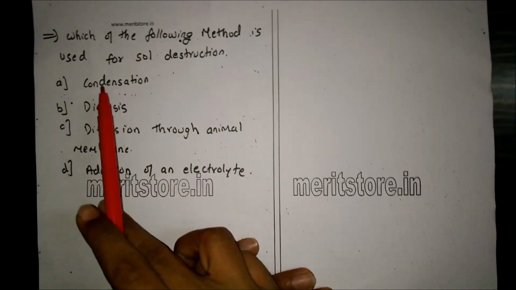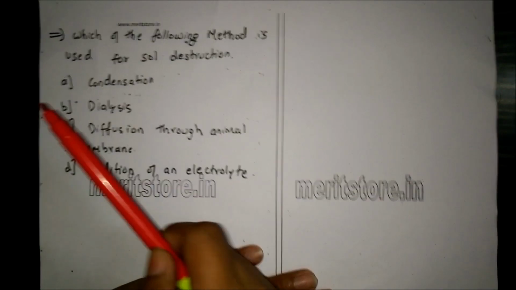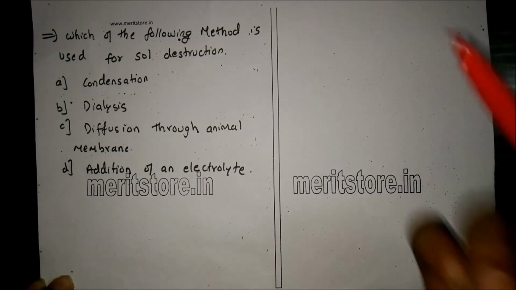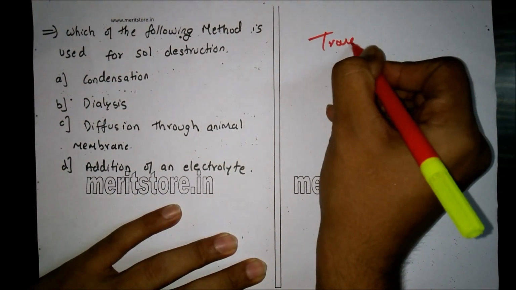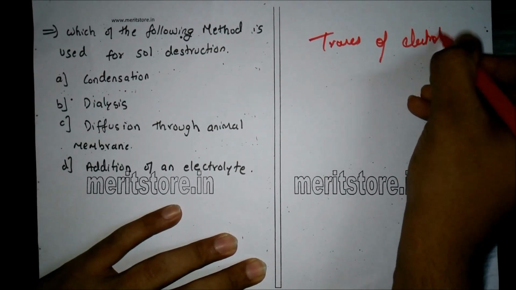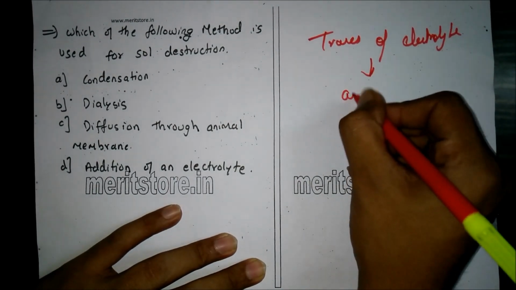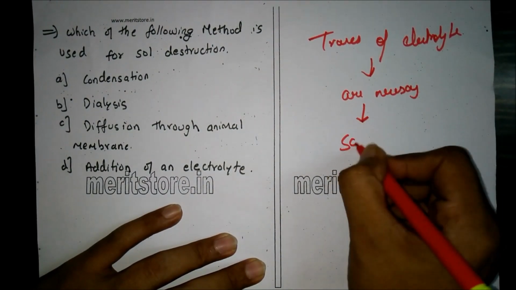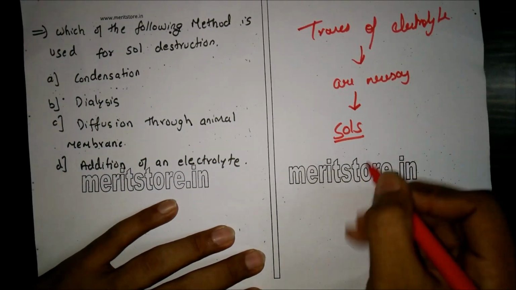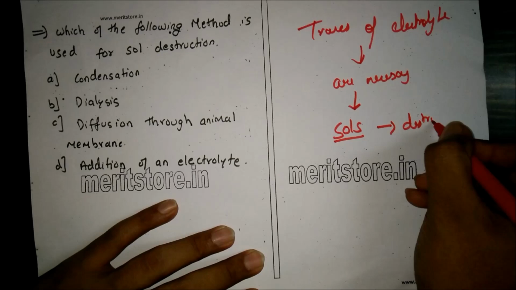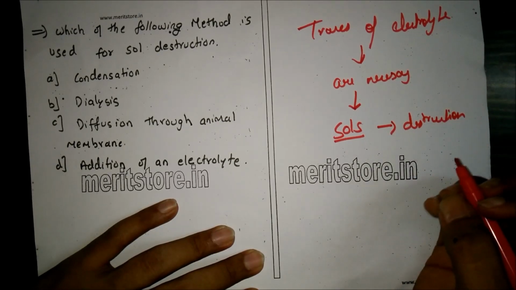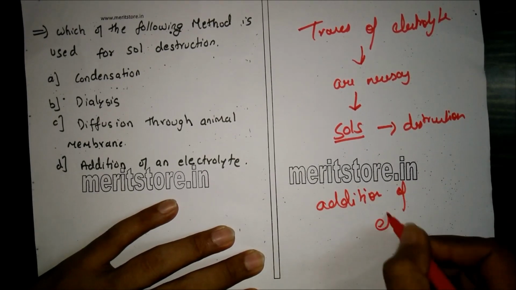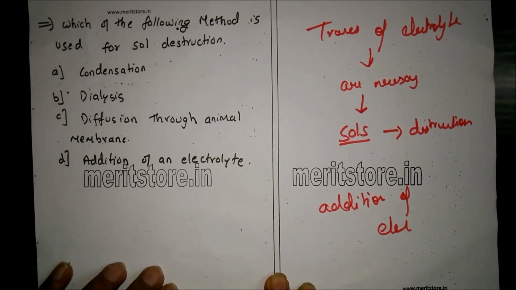Which of the following methods is used for sol destruction? A. Condensation. B. Dialysis. C. Diffusion through animal membrane. And D. Addition of an electrolyte. Now, traces of electrolyte are necessary for stabilizing the sols. Hence, for sol destruction, addition of electrolytes is required. Therefore, the correct answer out of these is option D.